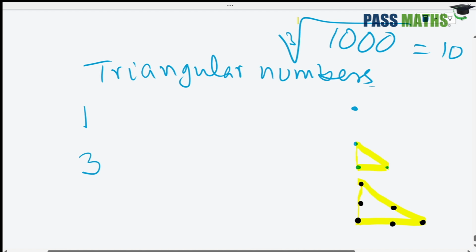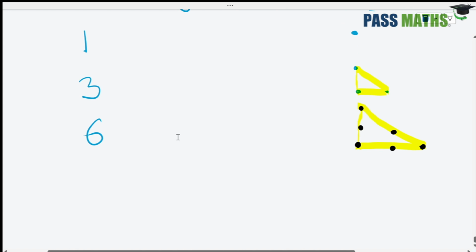So how many dots are here? 6. 1, 2, 3, 4, 5, 6. Sorry, my fault. 6 is the next one. Let me do one more. I'll give you an idea. Next one. Let's try again. 1, 2, 3, 4. 1, 2, 3. 1, 2. 1. Let's try to make a triangle here. So how many dots are here? 1, 2, 3, 4, 5, 6, 7, 8, 9, 10.